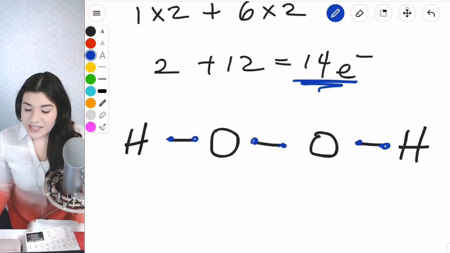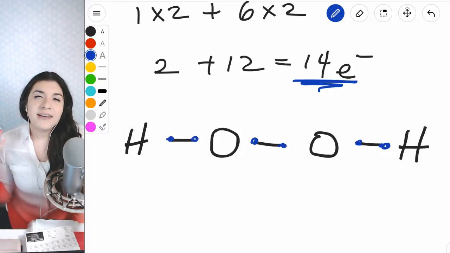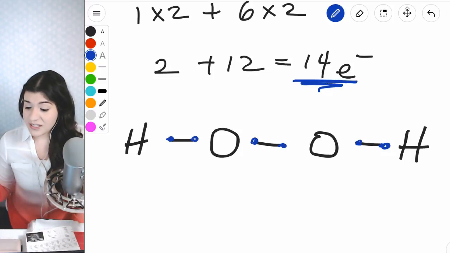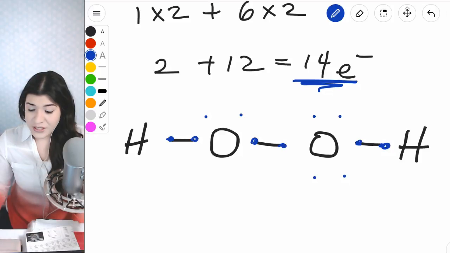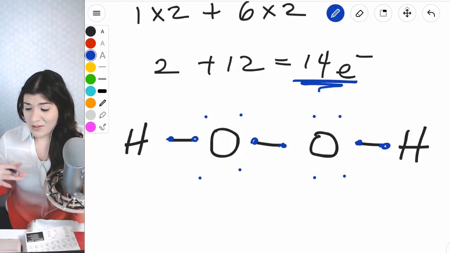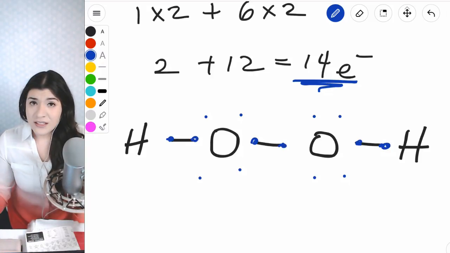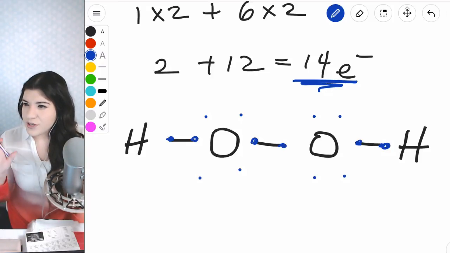So what I'm going to do is add lone pairs on oxygen first, and then we'll count again and see, is that 14? So right now we have 6. So now 7, 8, 9, 10, 11, 12, 13, 14. So that would have actually been the correct setup. Now that it perfectly has 14 electrons, that would have been the case for this structure.